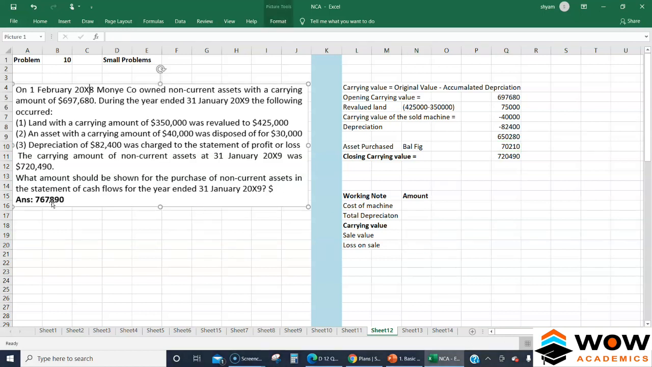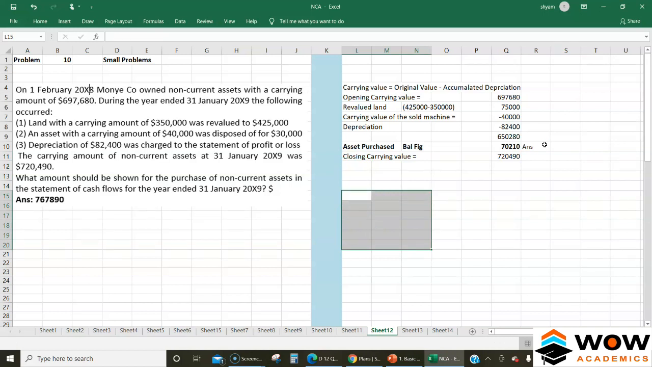Here it is given as 767. So this should be the answer. I don't know why the answer has been shown like that, because this is the answer here. In this problem, we don't need these workings, so we can remove them. So this is about the problem here, and we'll move on to the next sum.